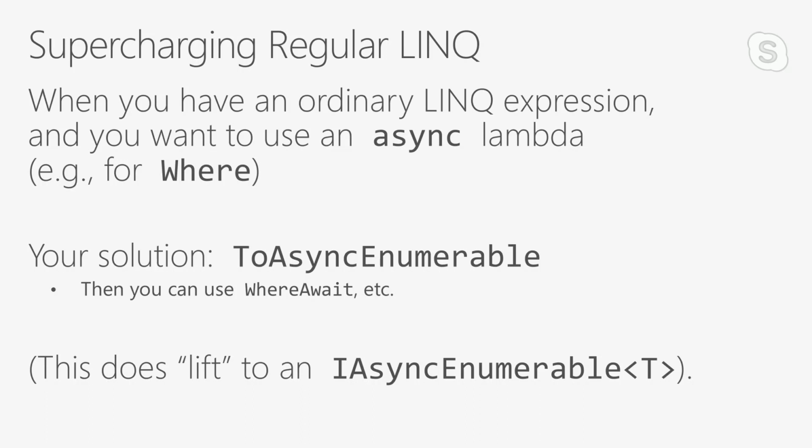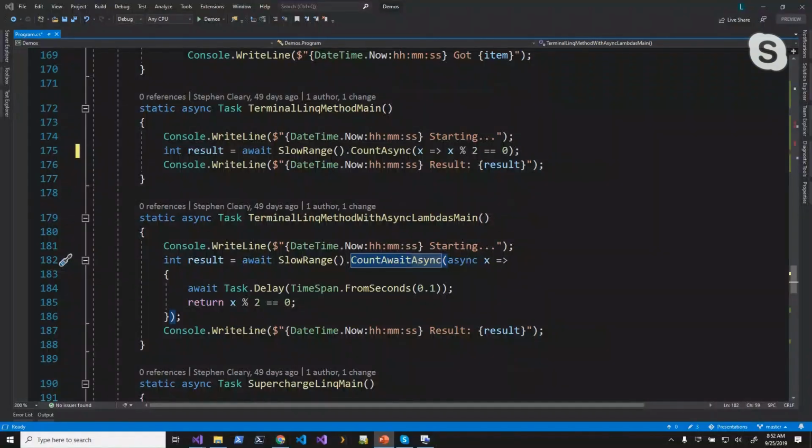So this is a kind of a common scenario. I've seen it asked on Stack Overflow many times. Hey, I've got this LINQ expression. I've got this enumerable, and I want to use an asynchronous lambda. A very common example of this is for the where operator. I want to filter things out based on some kind of API lookup or some kind of database lookup that should be asynchronous. And I want to use asynchronous lambdas for that, but you can't do that with regular synchronous enumerables. Well, you can do that with asynchronous enumerables, and what you can do is call ToAsyncEnumerable to lift that regular enumerable to an async enumerable, and then you have all the power of asynchronous LINQ available to you at that point.